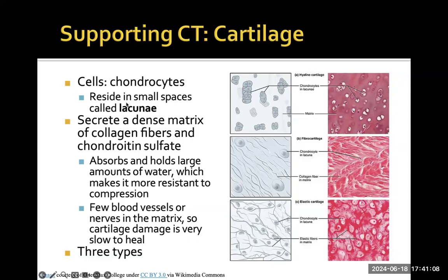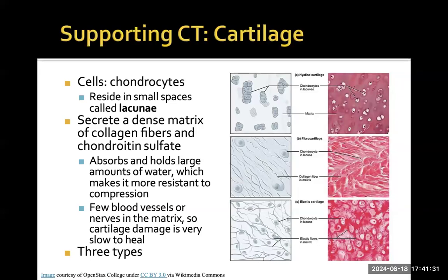The chondrocytes have to sit inside of this opening that we call a lacuna. And then they're going to secrete a dense matrix of collagen fibers and chondroitin sulfate, which is going to help absorb and hold large amounts of water to make it more resistant to compression, which means you find cartilage in areas where you want to reduce compression.